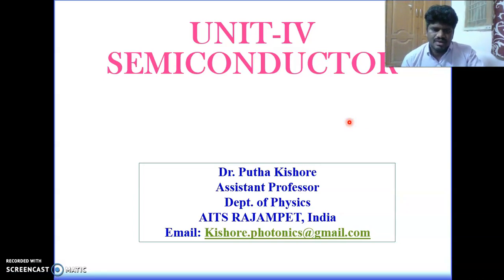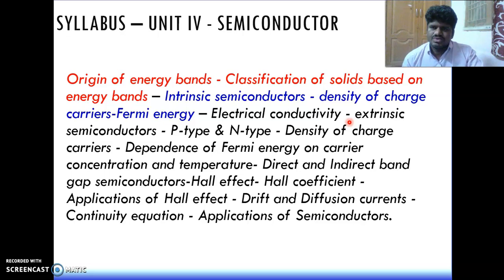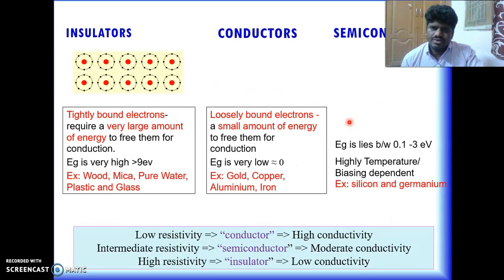Unit 4 Semiconductor. Last session we discussed the origin of energy bands and the classification of solids. In this session we are going to study different types of semiconductors, intrinsic semiconductors, density of charge carriers, and Fermi energy of intrinsic semiconductors. Before going to the next topic, I want to briefly recap the last session.